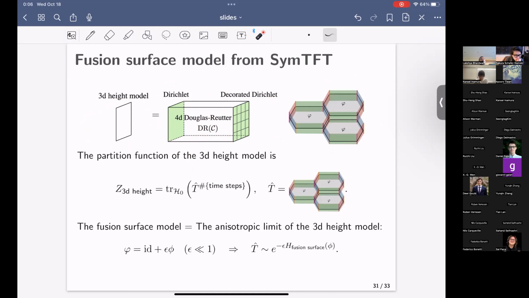And again, the partition function of this 3D height model can be represented by using a transfer matrix. And now we choose the imaginary time direction to be the direction perpendicular to these plaquettes of the topological defect network. And here the trace is taken over the vector space H, which is the state space of the fusion surface model. And the transfer matrix acting on this state space H is represented by the minimal unit of the topological defect network that we draw on the right boundary. And then the fusion surface model is obtained by taking the anisotropic limit of this 3D height model.